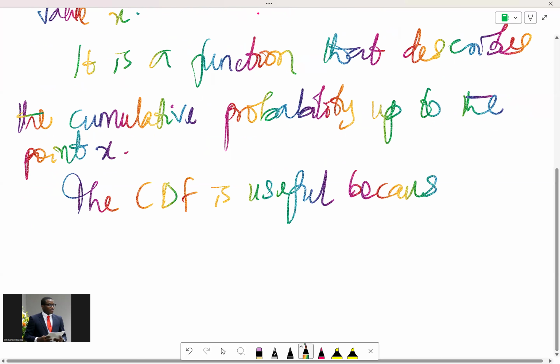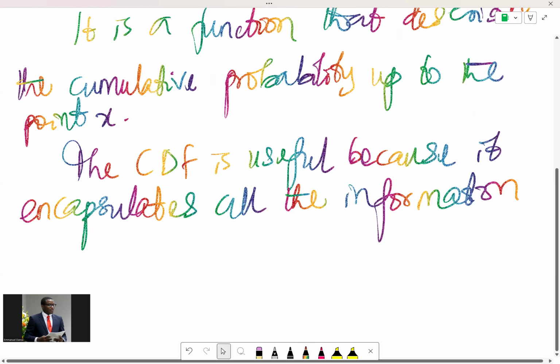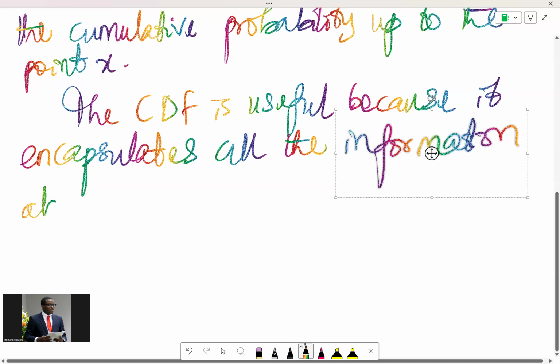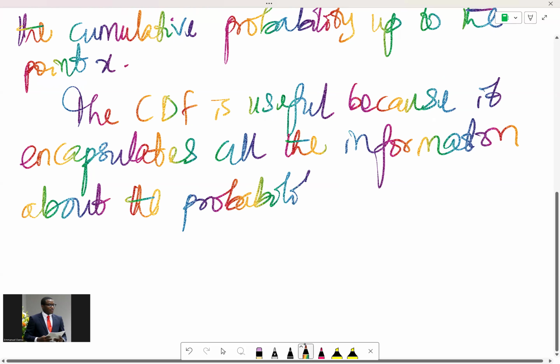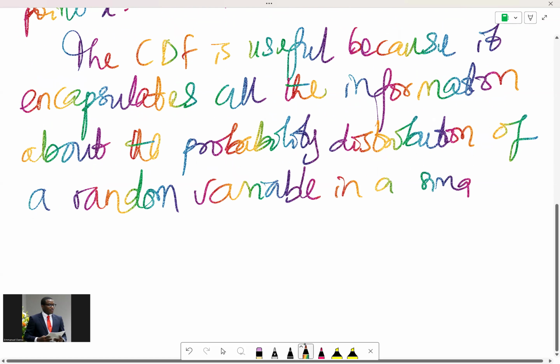because it encapsulates all the information about the probability distribution of a random variable in a single function.